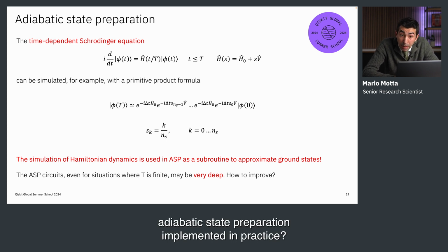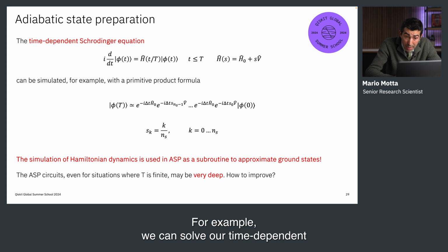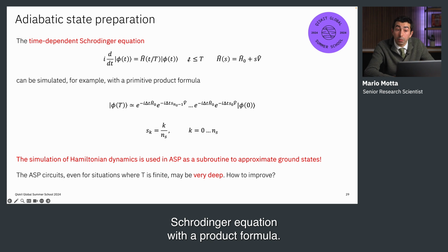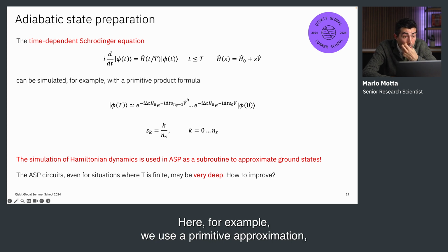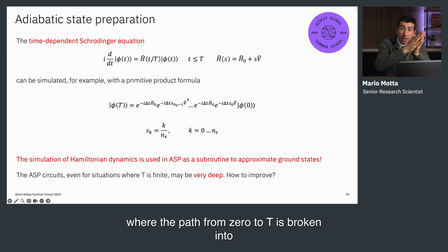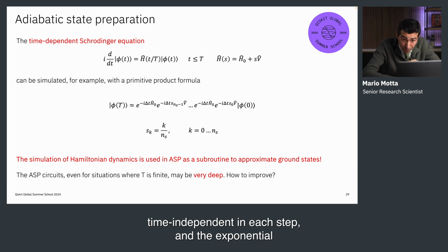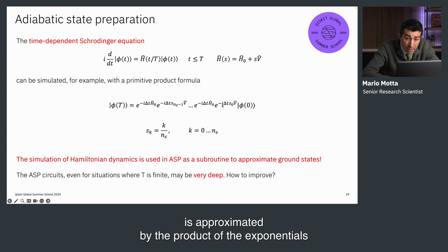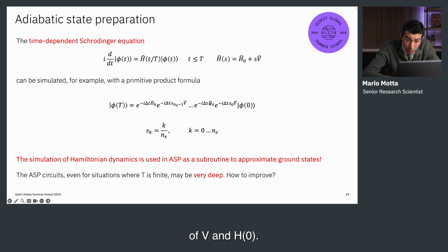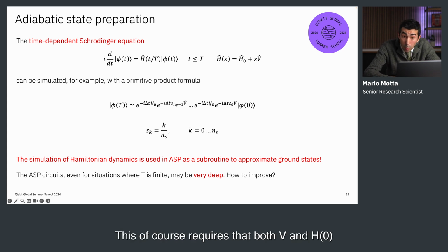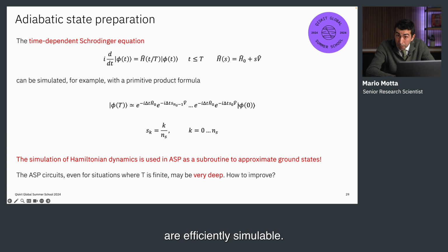How is adiabatic state preparation implemented in practice? For example, we can solve our time-dependent Schrödinger equation with a product formula. Here, for example, we use a primitive approximation where the path from 0 to T is broken into ns steps. The Hamiltonian is approximately considered time-independent in each step, and the exponential is approximated by the product of the exponentials of V and H0. This, of course, requires that both H0 and V are efficiently simulable.